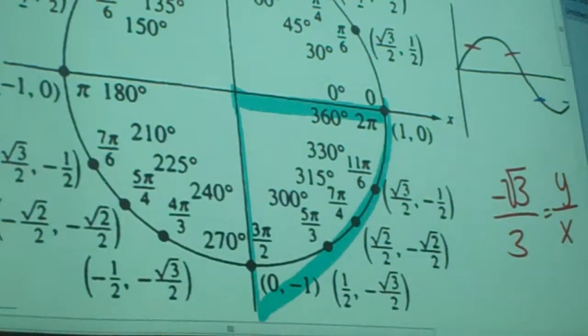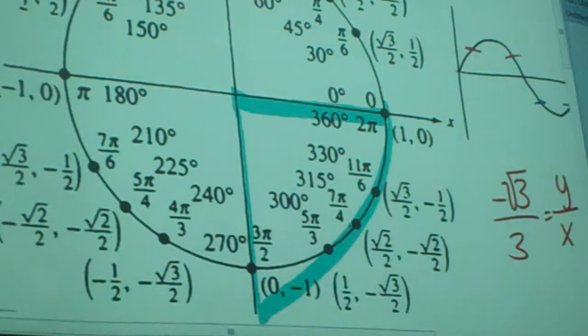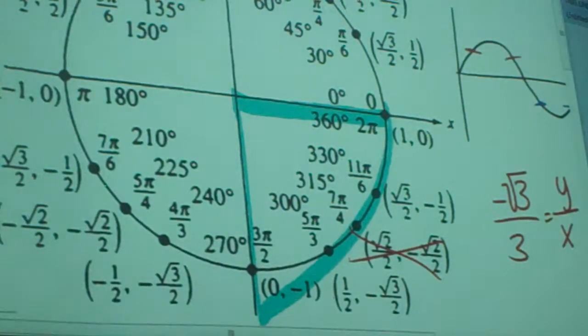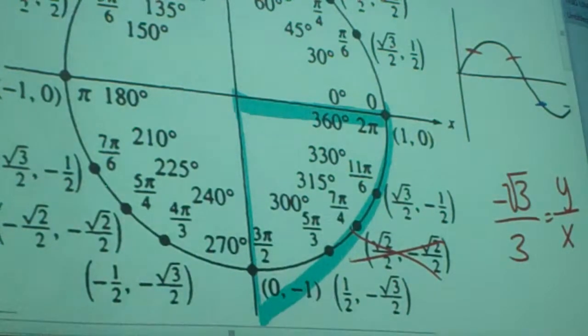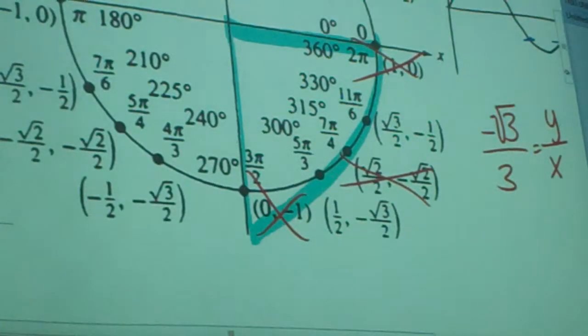Now, let's think about it. Could it be 315, square root of 2 over 2? No. We know it's probably not going to be 360 or 270, because those aren't the zeros and ones. So now we have to think about 330 or 300.